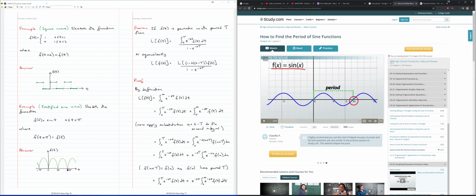There's an example in one of the videos that I posted where you calculate the Laplace transform in that case, where this is your normal sine, and then from pi to 2 pi, it's 0.